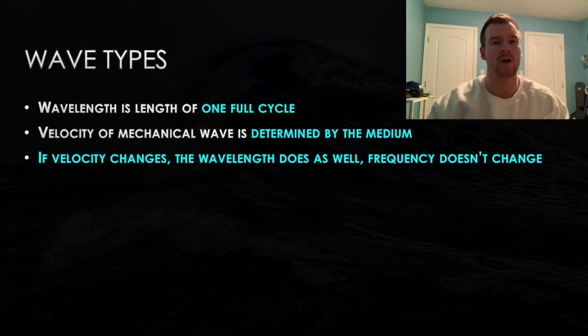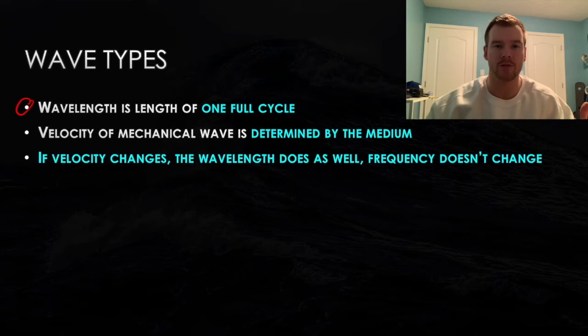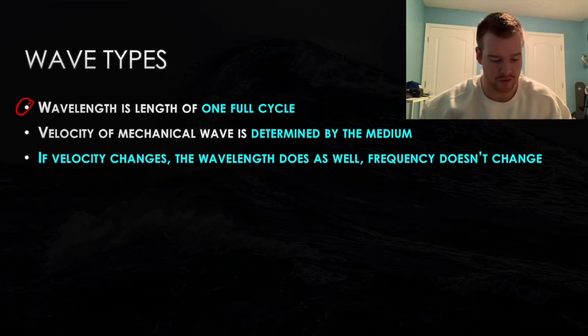The other parts of a wave that are kind of hard to put on that diagram are velocity and frequency, and they're related to wavelength in the equation we're going to see on this slide. So first it says that wavelength is the length of one full cycle. We saw that on the last slide, from a peak to peak, a trough to trough, equilibrium, up and down, back to equilibrium, as long as it goes through a full cycle.